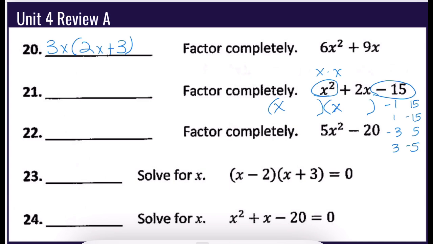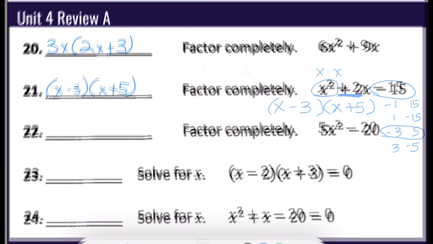How do I know which one? I look at this middle one, plus 2. And I'm looking for, if I take that pair and I add it together, which one will give me an answer of positive 2? Well, that would be negative 3 plus 5. So I would have x minus 3 here and x plus 5 here. So my answer would be x minus 3 times x plus 5.